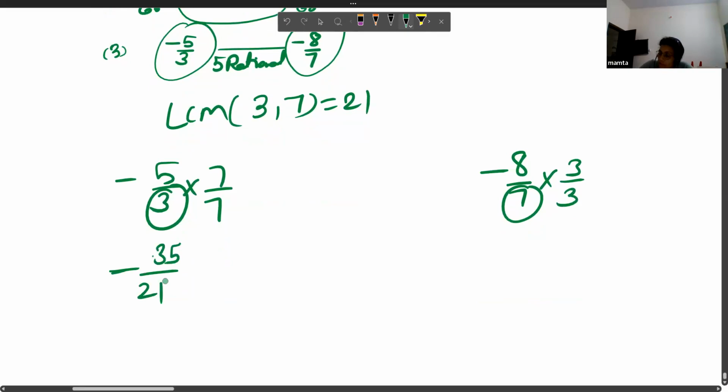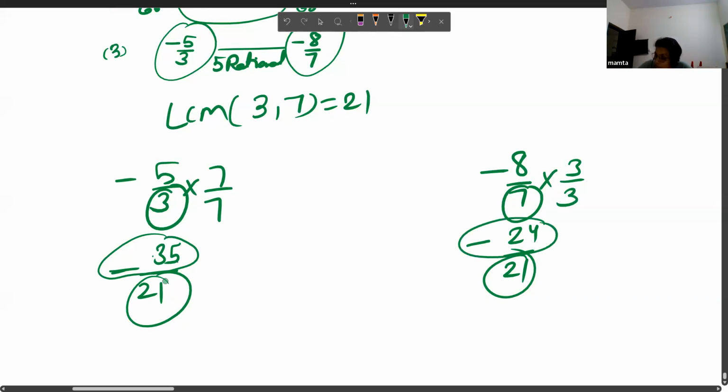minus 35 by 21 and this fraction has changed to minus 24 by 21. So can you write the numbers between them, since the denominator is the same? This is minus 35 and this is minus 24. Can you write the middle numbers between minus 35 and minus 24? You have to go from minus 35 to minus 24. So on the number line, which numbers would come between these two numbers?